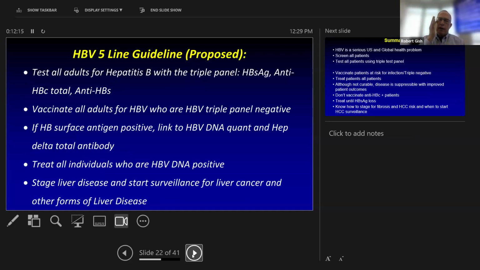This is called the 5-line guideline. You test everybody for hepatitis B, triple panel, vaccinate everybody who's triple negative, surface antigen positive. You can do some additional tests, but everybody goes on treatment. And you're going to stage their liver disease. And if somebody has cirrhosis, you start liver cancer surveillance.